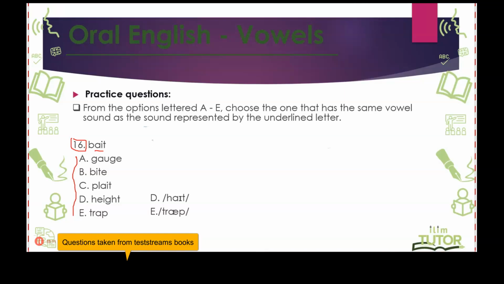So in terms of this sound, as I said, it's a diphthong. A diphthong is a double vowel sound. You say bait, as in a little bit of food that you use to catch a fish, for example, if you go fishing. So, bait.